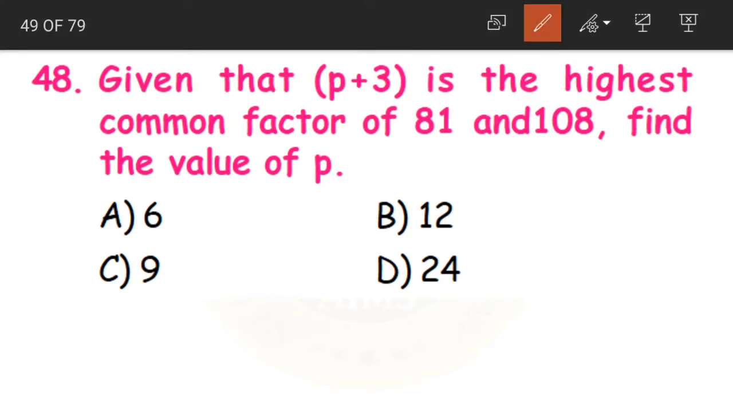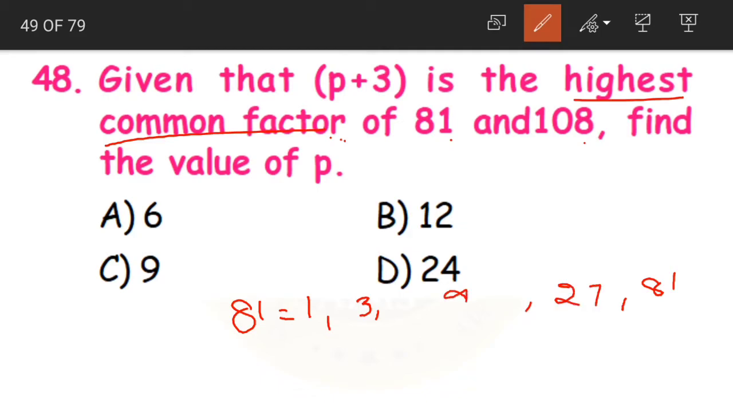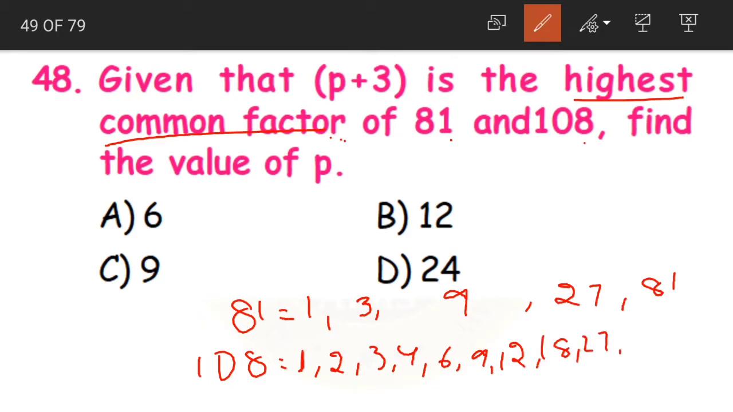Next one, given that P plus 3 is the highest common factor of 81 and 108, find the value of P. So first let us find out the highest common factor of 81 and 108. What are the factors of 81? 1 81s are 81, 3 27s are 81 and then 9 9s are 81. Now coming to 108, we have 1, 2, 3, 4, 6, then we have 9, 12 and then 18, 27 and then 36, 54 and 108. These are our factors of 81 and 108.